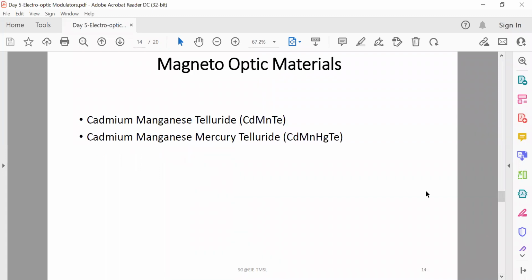Next, magneto-optic materials, like a magneto-optic photonic crystal that comprises the magneto-optic material, such that the optical response of the device depends on the magnetization of the magneto-optic material. And the magneto-optic effect can be enhanced by means of optical resonance. Cadmium manganese telluride or cadmium manganese mercury telluride can be used as a magneto-optic material.